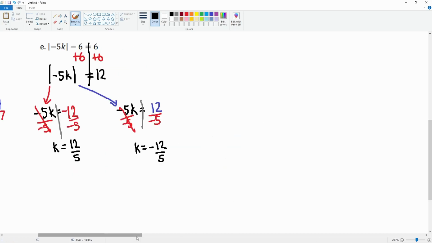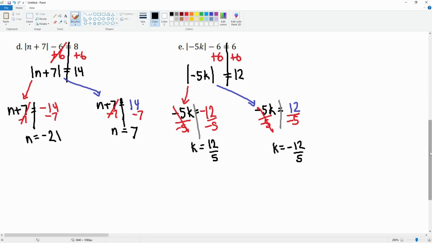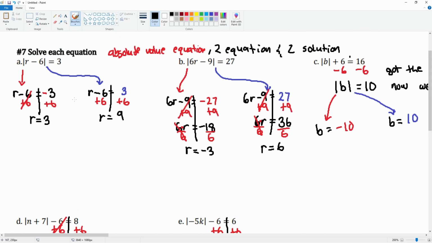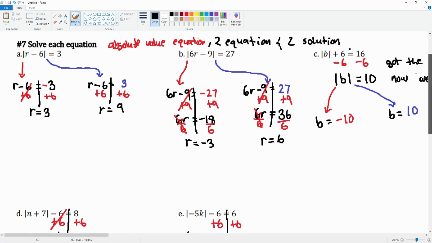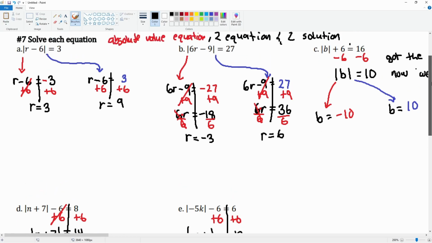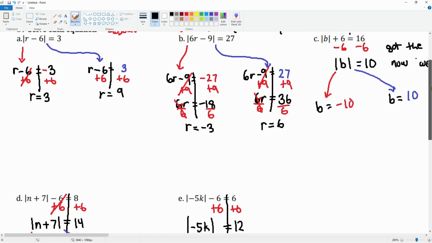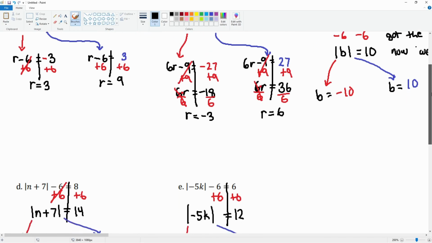Just a reminder for those who forget, the absolute value has to be by itself before you split it. Notice for C, D, and E, you had to get the absolute value by itself before you split it. Okay, there you go.